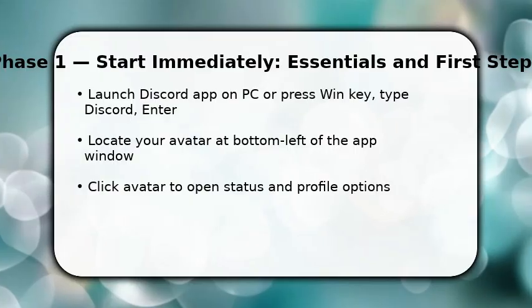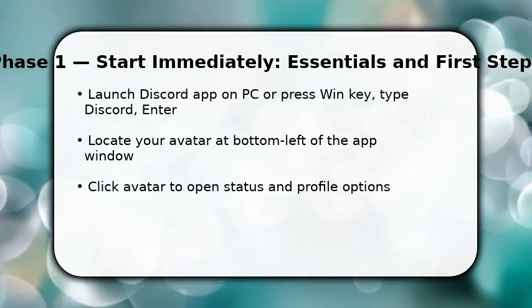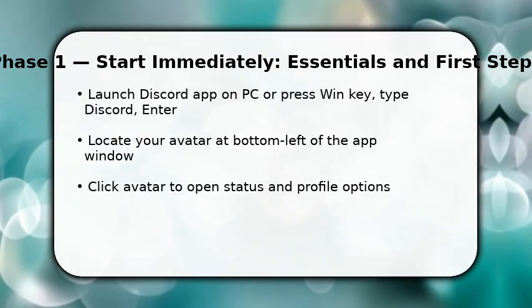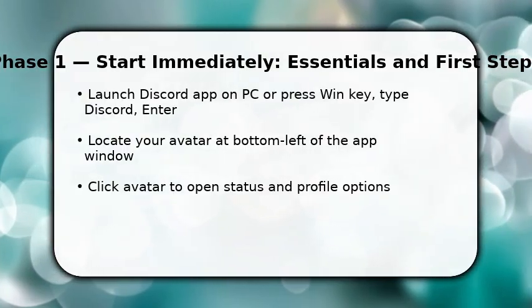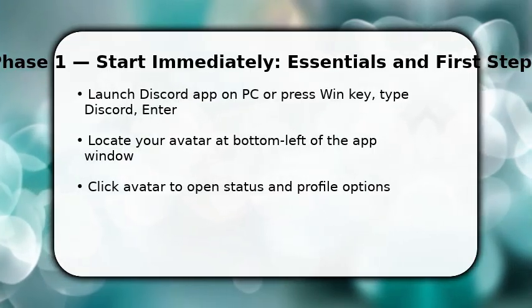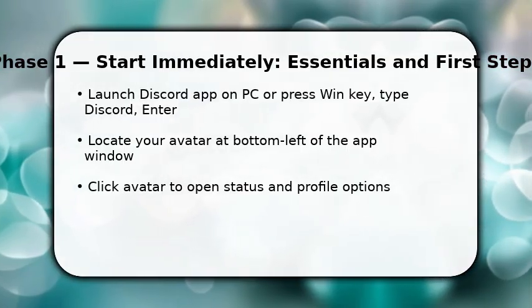Enjoy the video. You're starting inside Discord on your PC. Open the app and focus on the lower left corner. Once the app is visible, click your avatar to reveal status options. This is faster than digging through settings, and it changes your presence immediately. Make sure you're signed into the correct account because status is account-specific.